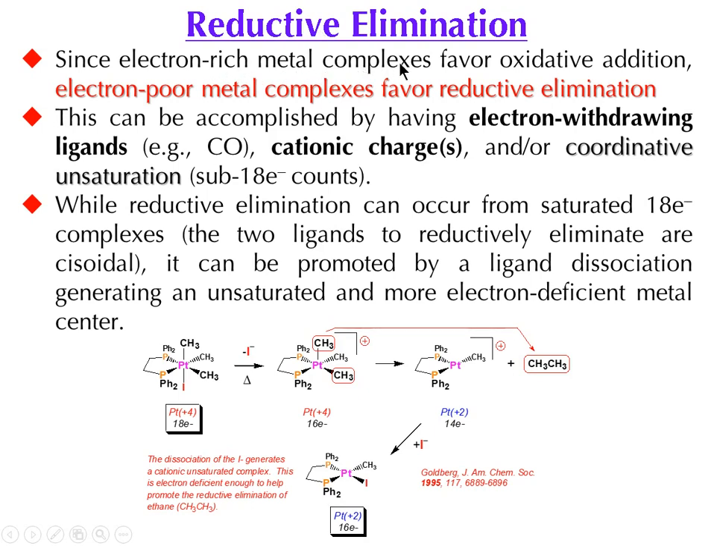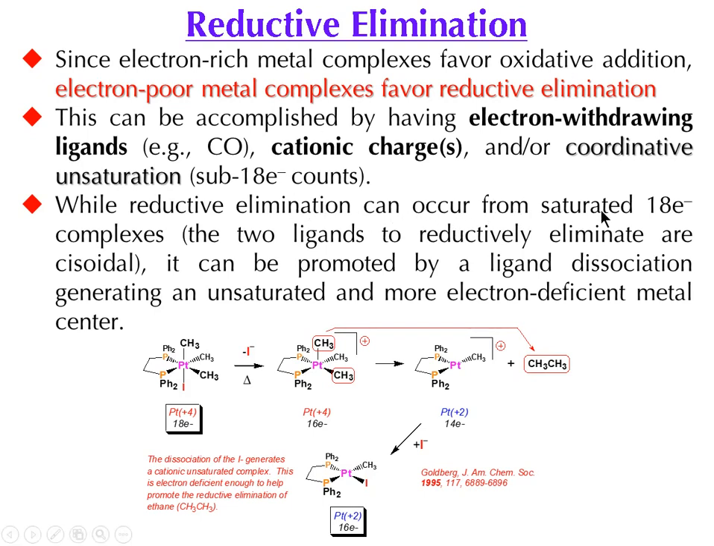Since electron-rich metal complexes favor the oxidative addition and the reductive elimination is the reverse of the oxidative addition, the electron-poor metal complexes will favor the reductive elimination. As the metal center M is rich in electrons, the oxidative addition is favored. As this metal center is poor in electrons, the reductive elimination is favored. And we know that a metal center is poor in electrons when it has electron withdrawing ligands, for example CO, or the charge is positive, cationic, or it is unsaturated, so 16 electrons or less.